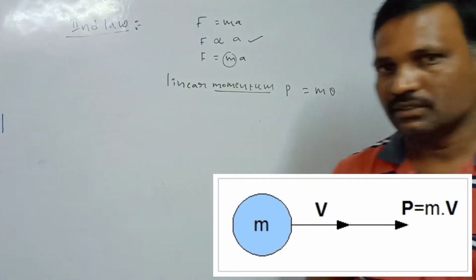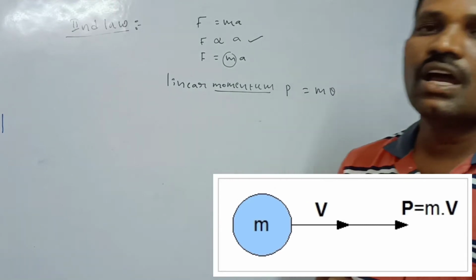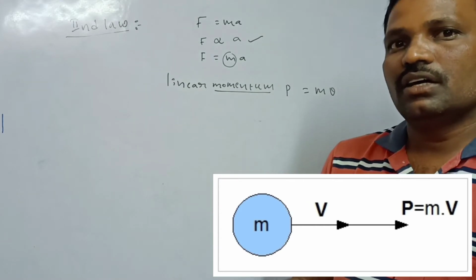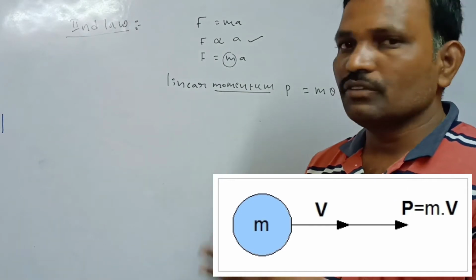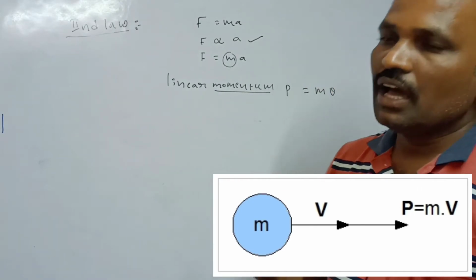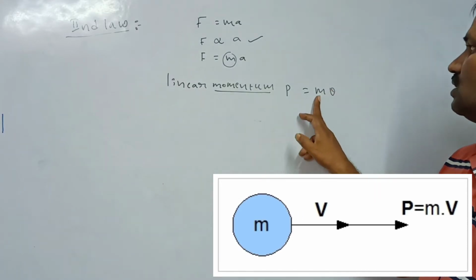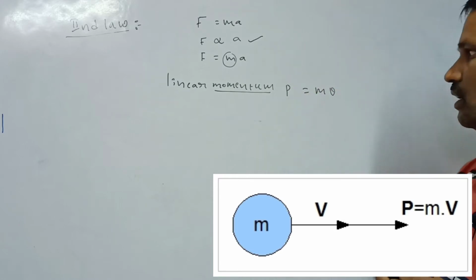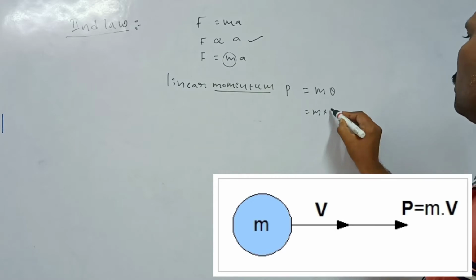Suppose I am running. While I am running, I will have both velocity and momentum. Suppose I stand like this constantly, I don't have any momentum. Suppose I run with some velocity, then you can say that I have momentum. So when mass is in motion, the object has momentum. Momentum is the product of mass and the velocity.